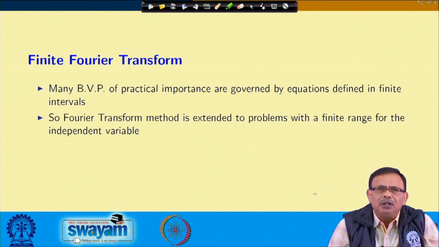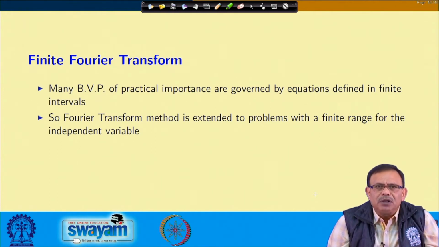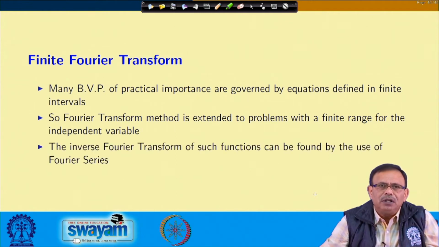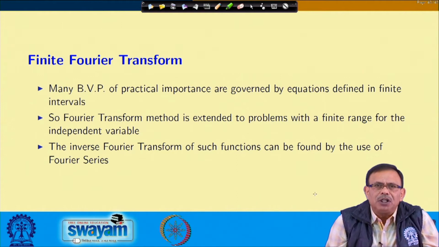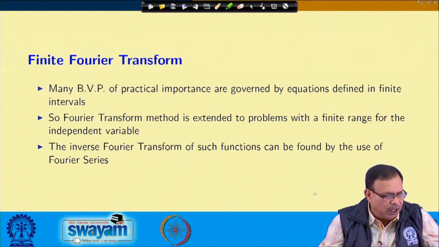So, the Fourier transform method is extended to problems with finite range for independent variables. Please note this: the Fourier transform method, whatever we have done earlier, will be extended to the problems where the independent variable lies in a finite range. And the inverse Fourier transform of such functions can be found by the use of Fourier series, that we will tell you.